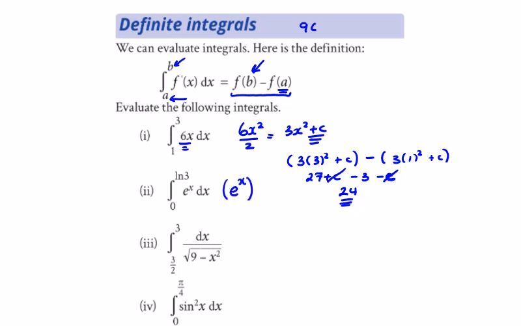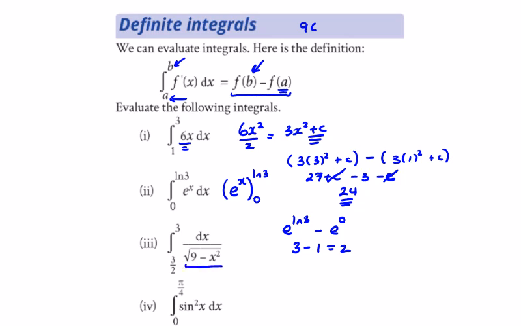So e to the power of x goes to e to the power of x. We write it like this, put it in a bracket. We have the natural log of 3 is 0. So e to the power of the natural log of 3 minus e to the power of 0. And we saw earlier this was equal to 3, so anything to the power of 0 is equal to 1, so we're going to get 2.